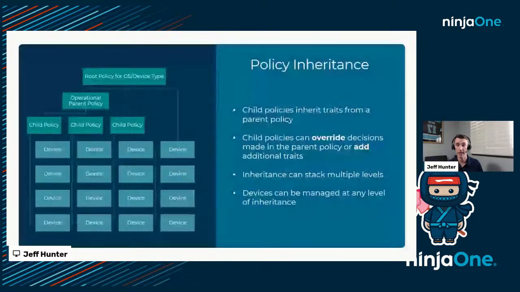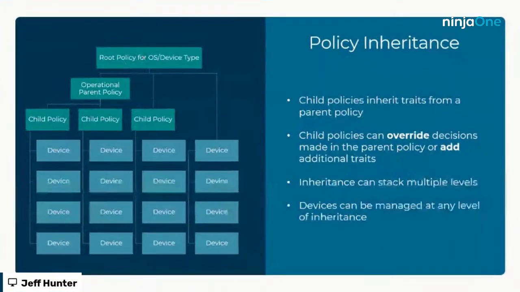You can see here we have one policy at the top. It's our root policy for the operating system and device type. We'll say, for example, this would be the default Windows workstation policy that we have out of the box. I want to go ahead and create some child policies beneath this to accommodate specific settings.